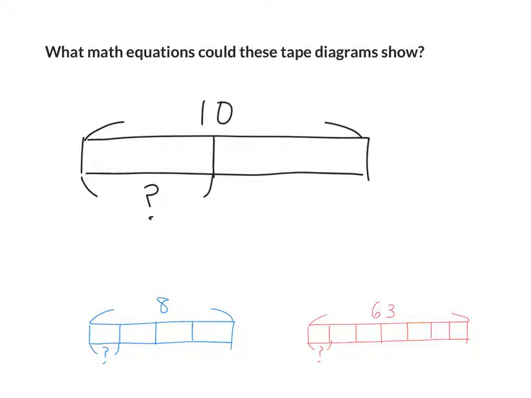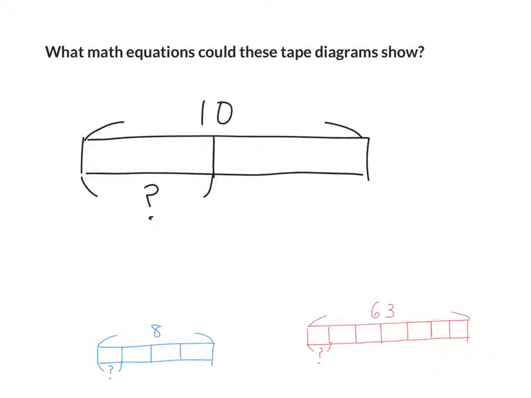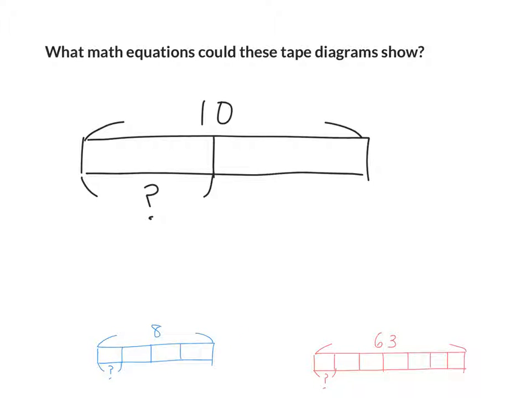Looking at this top diagram in black, what kind of equations could it show? I'm going to tell you right now that this is exactly half. This is half of the whole thing, okay? So what equations could this tape diagram show if I'm trying to find this part right here? Turjo? 10 divided by 2. It could be 10 divided by 2. Do you guys agree?